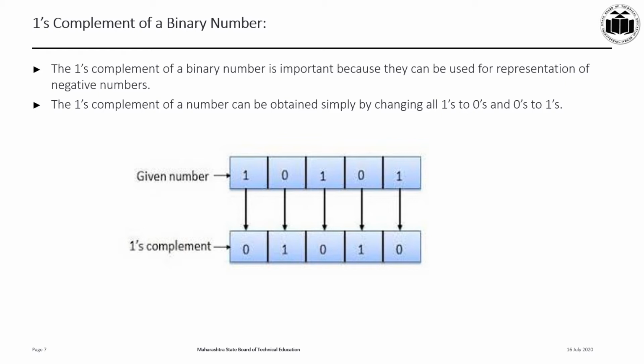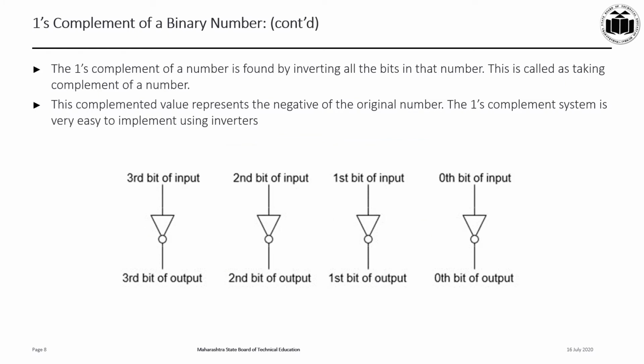So you can see in the diagram over here that the given number is 10101. And ones complement is exactly opposite of it. Where you have a 1, it is replaced by a 0, and where you have a 0, it is replaced by a 1. So you get the ones complement by inverting the binary number. The ones complement of a number can be found out by inverting all the bits in that number.